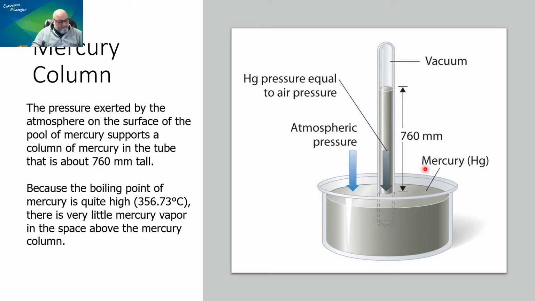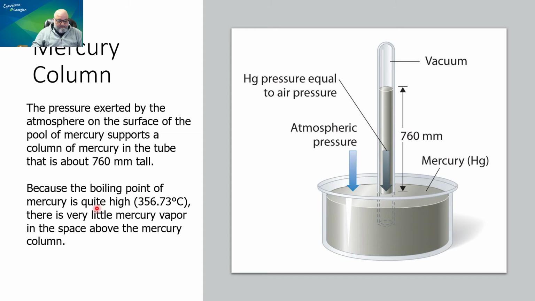However, the atmospheric pressure is pushing down on the surface of this pool, and by doing that, it is supporting the weight of this column here. That's how we know what is the pressure of the atmosphere. It is 760 millimeters, and it is measured in literal millimeters of mercury, which is also, as you know, called torr. So the pressure exerted by the atmosphere on the surface of the pool of mercury supports a column of mercury in the tube that is about 760 millimeters tall.